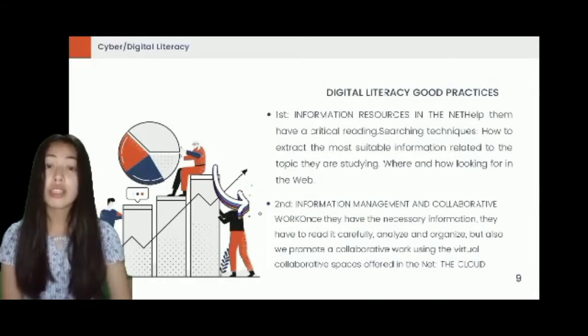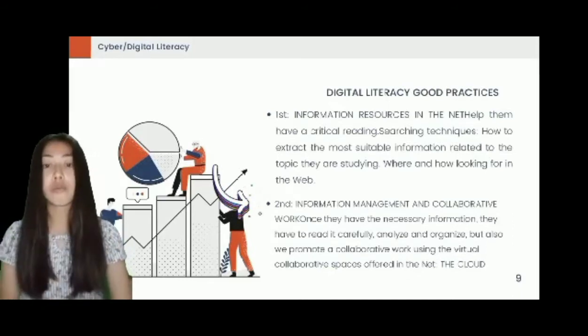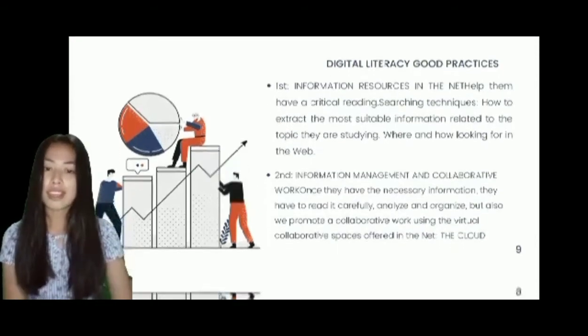But to manage it and collaborate on information in one place, we can use different collaborative spaces, an example here is the cloud, where we can put together our information in one file for us to access easily.